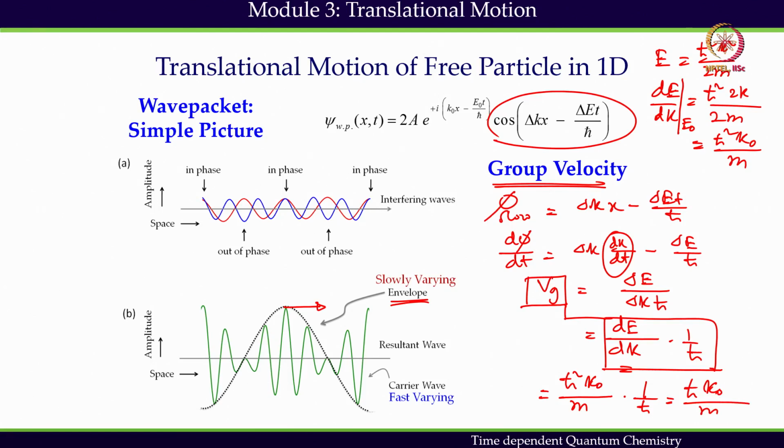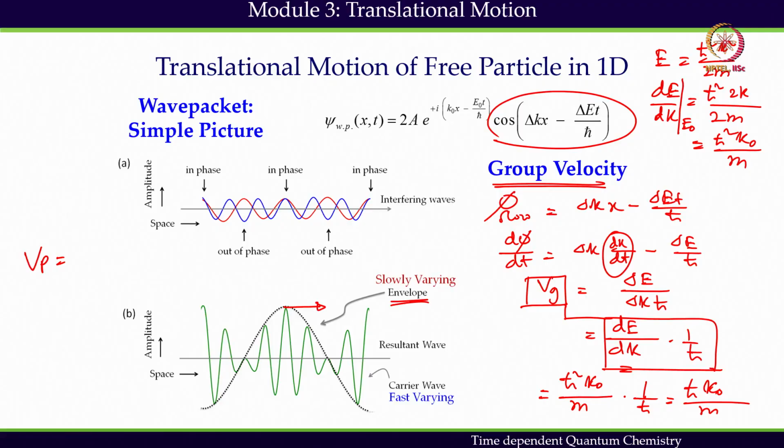This is the group velocity of the particle. So I will remind you of the phase velocity of the particle. This is the particle in quantum mechanics, represented by the wave packet, and I have a phase velocity, which means the velocity with which... So this is the way we represent the particle in quantum mechanics, which is nothing but the wave packet.